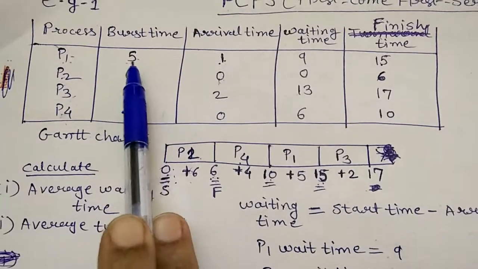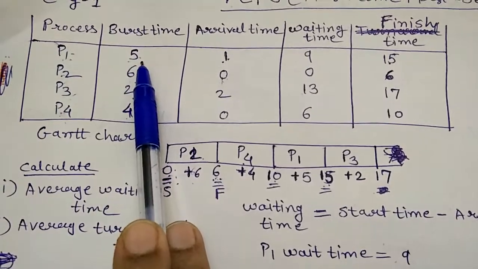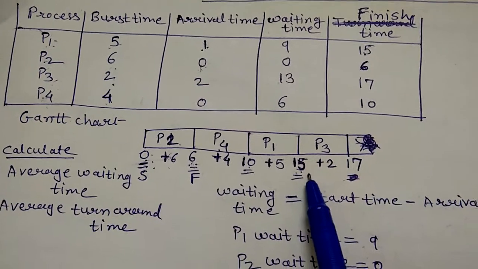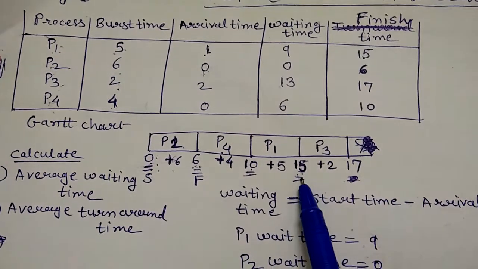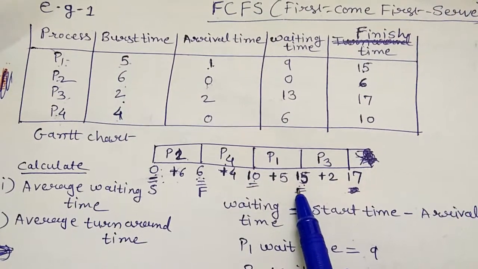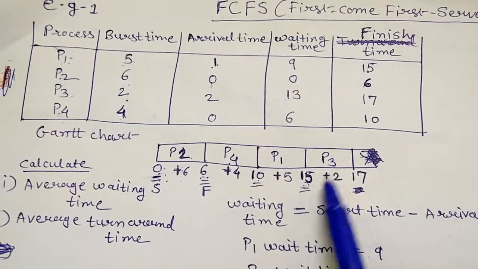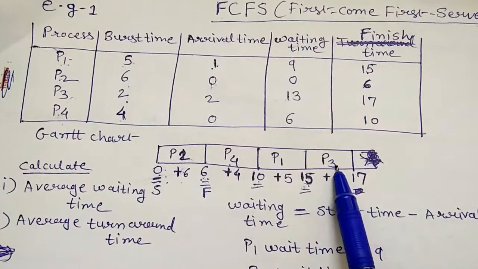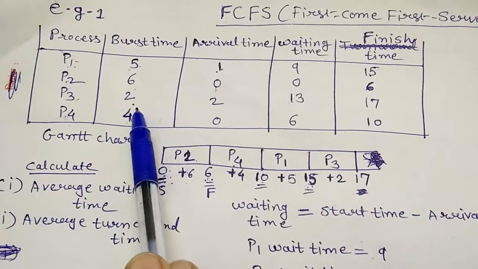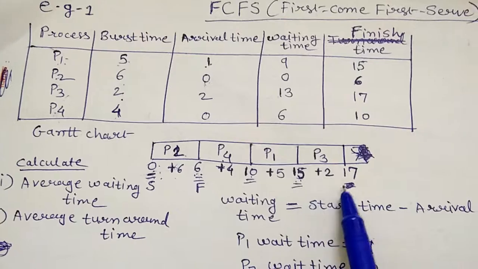But the burst time of P1 is how much? It is 5. So 10 plus 5 comes to 15. So the 15th millisecond is the starting time for P3. And the burst time of P3 is 2. So 15 plus 2 is 17.